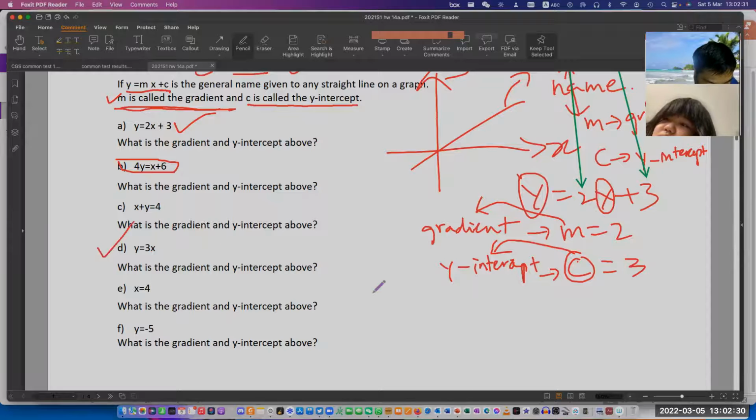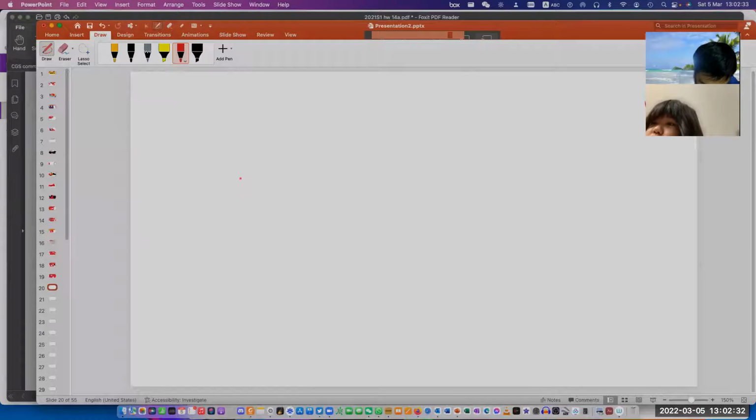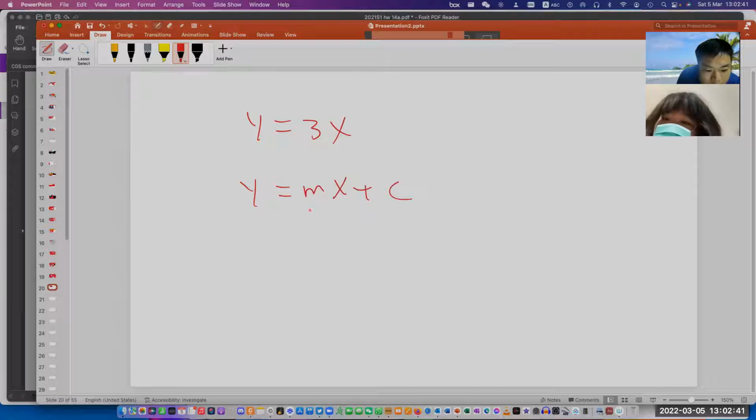D. y equals 3x. How to do all these questions is to always write down the general form, y equals mx plus c. Just compare, and make sure that you have the y first. If it's not y, do some calculation. And then make sure x comes next and then c comes next. So in this case, what's your m, what's your c?